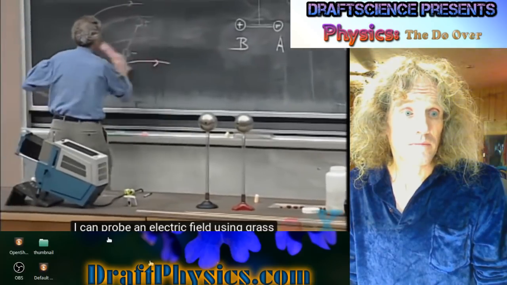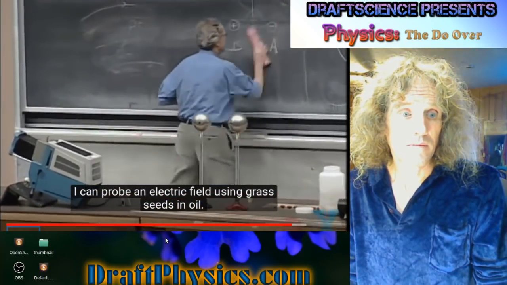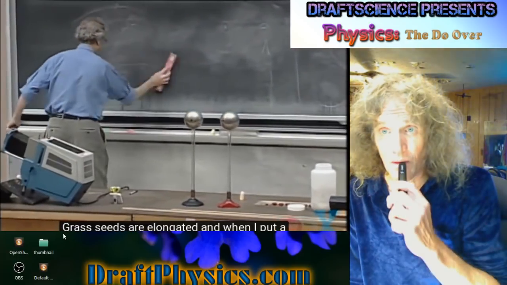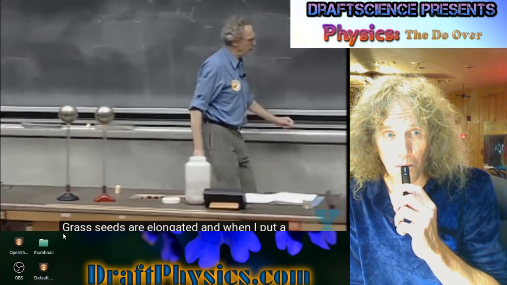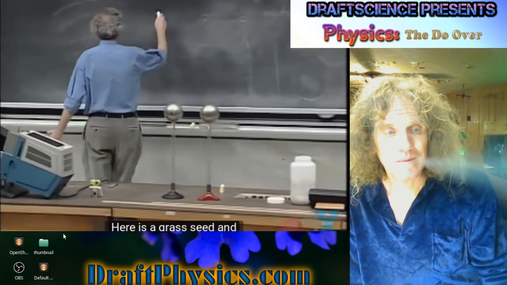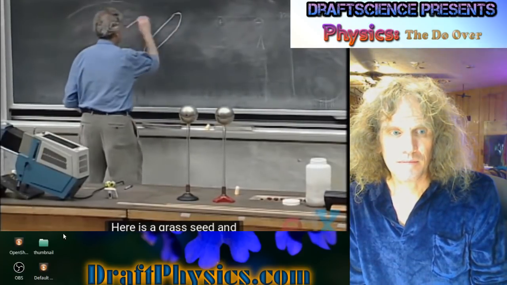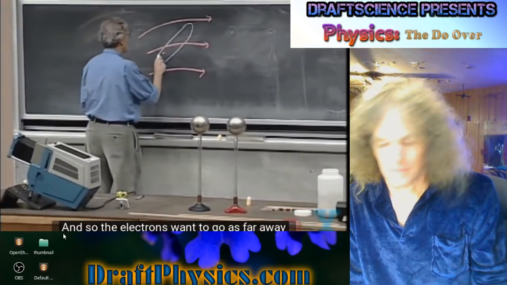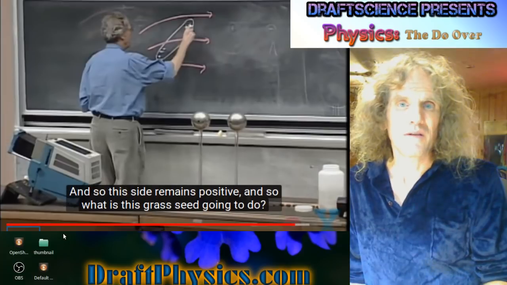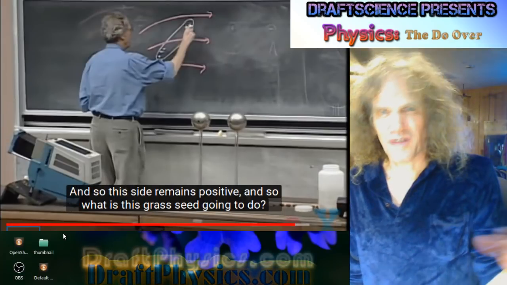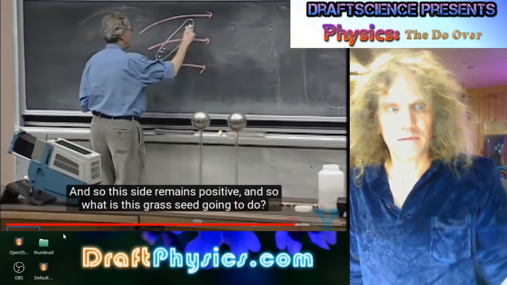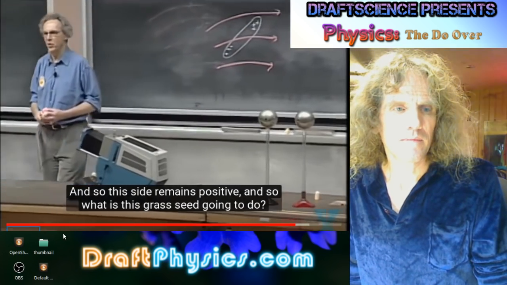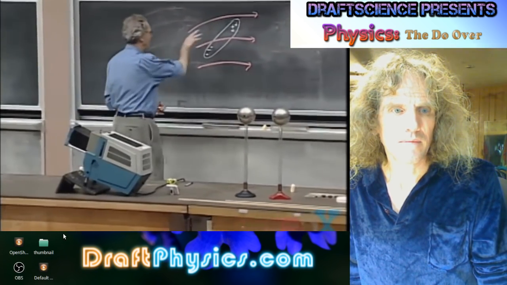I can probe an electric field using grass seeds in oil. Grass seeds are elongated, and when I put a grass seed in an electric field, it will become polarized. There's nothing you can do about it. Here's a grass seed, and the electric field is like so. And so the electrons want to go as far away in this direction as they can through induction. So I suppose he's saying that grass seeds are kind of like an iron filing, and so you can use them like an iron filing. It's positive, and so what is this grass seed going to do? It's going to rotate. It's going to line up with the electric field.